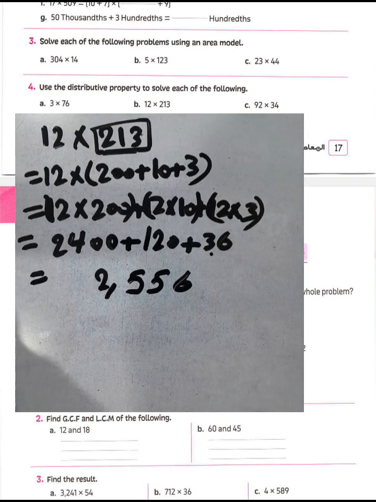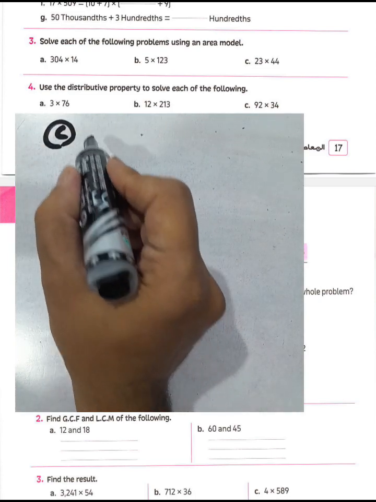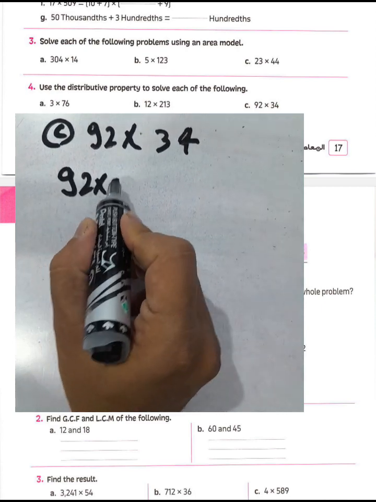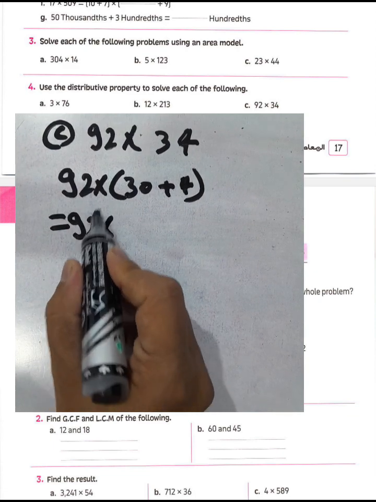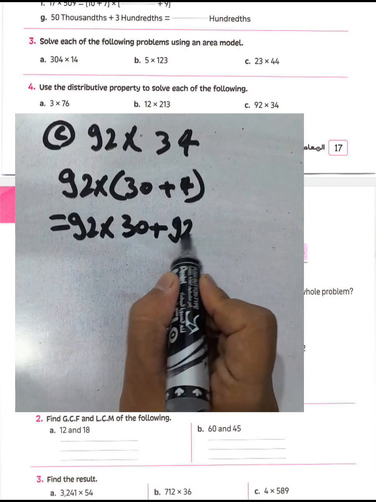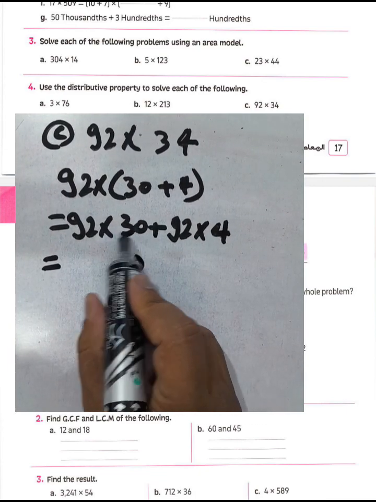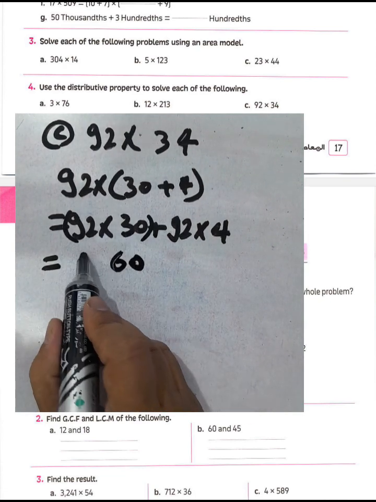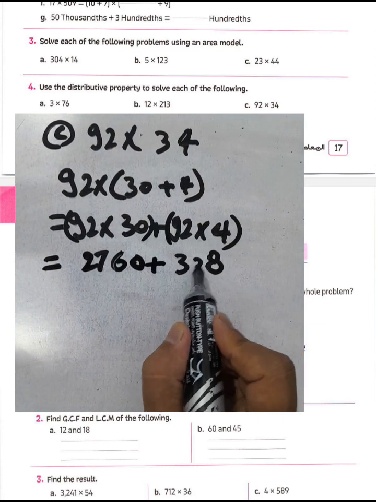Okay, question letter C. Using the distributive property, 92 multiplied by 34. Write 92 here, and 34 equals 30 plus 4. Then write 92 multiplied by 30 and 92 multiplied by 4 using the distributive property. Write 0, and 3 times 2 equals 6. 3 times 9 equals 27. Here 4 times 2 equals 8, and 4 times 9 equals 36.